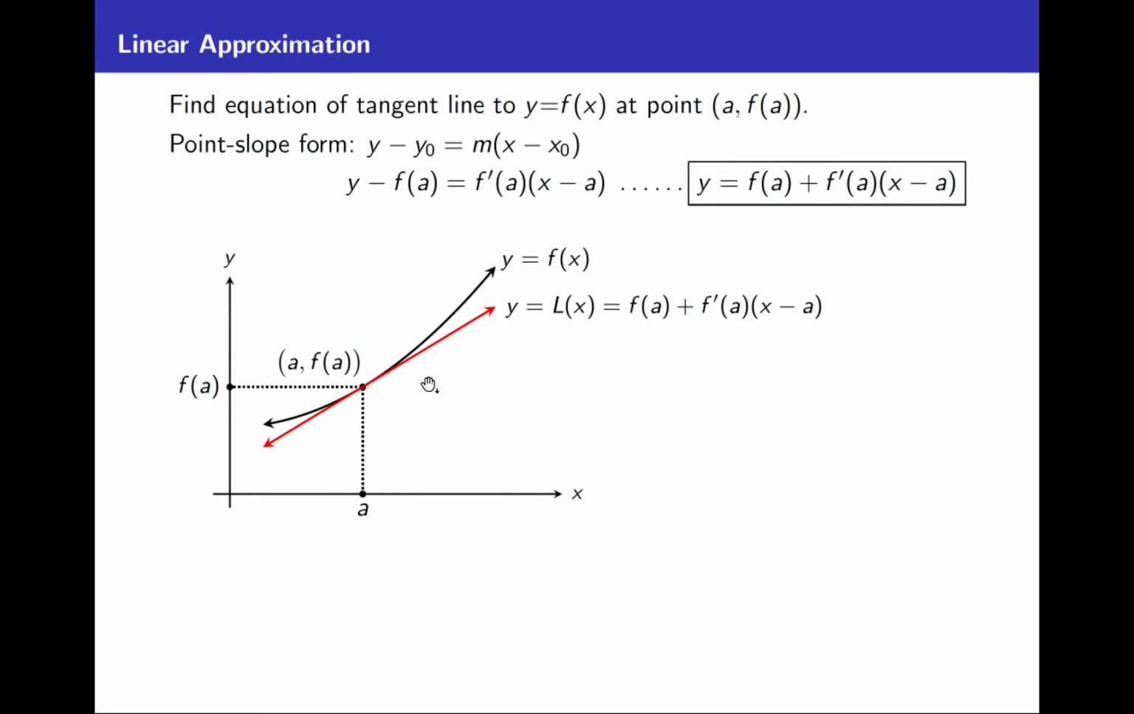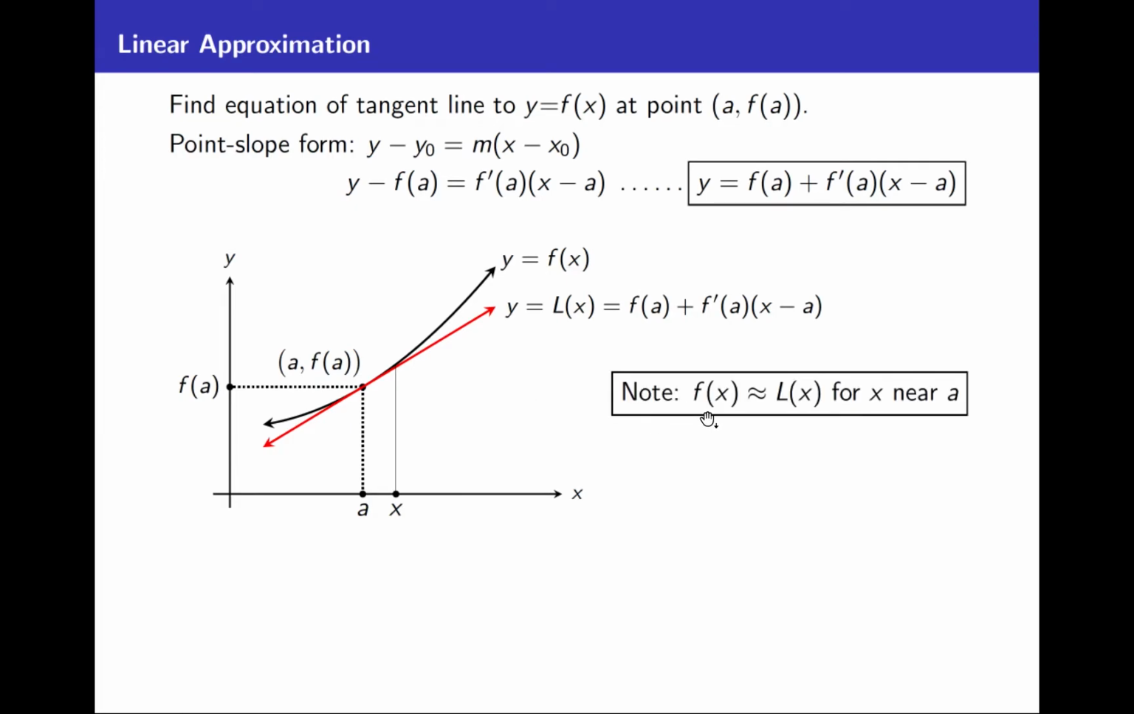It's important to note here that when you're looking at the situation close to the point (a, f of a), you can barely tell the functions L of x and f of x apart. They pretty much overlap. They're almost indistinguishable. If you took an x value that's close to a, like this one, and you compute L of x to get a point on that tangent line, it's almost the same as f of x. They're very, very close. You would say that f of x is approximately equal to L of x for values of x that are near a.